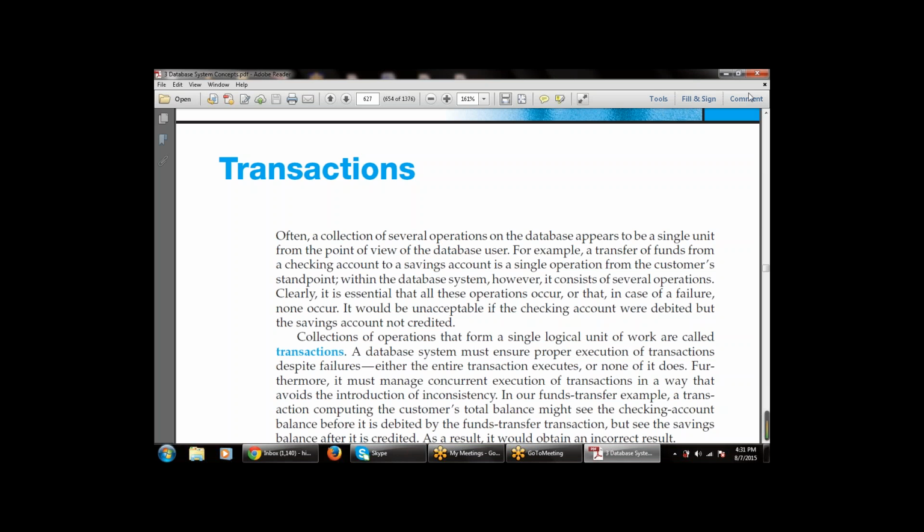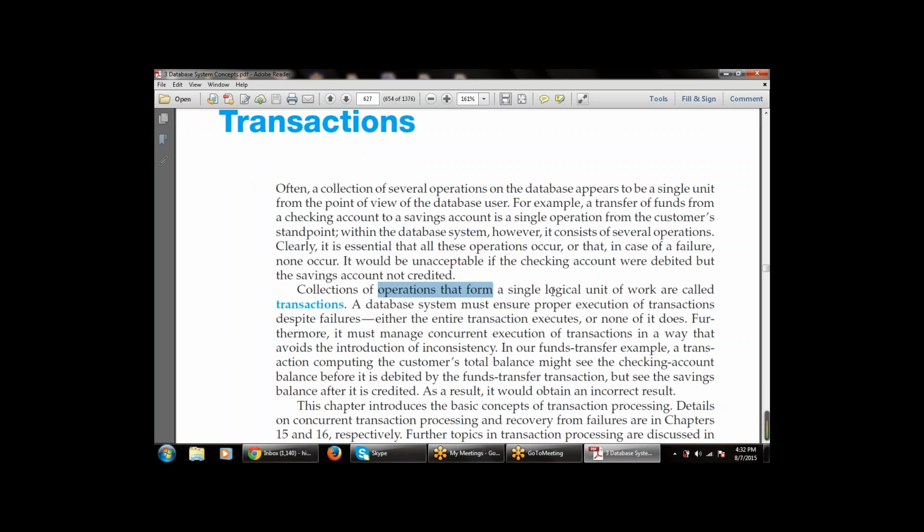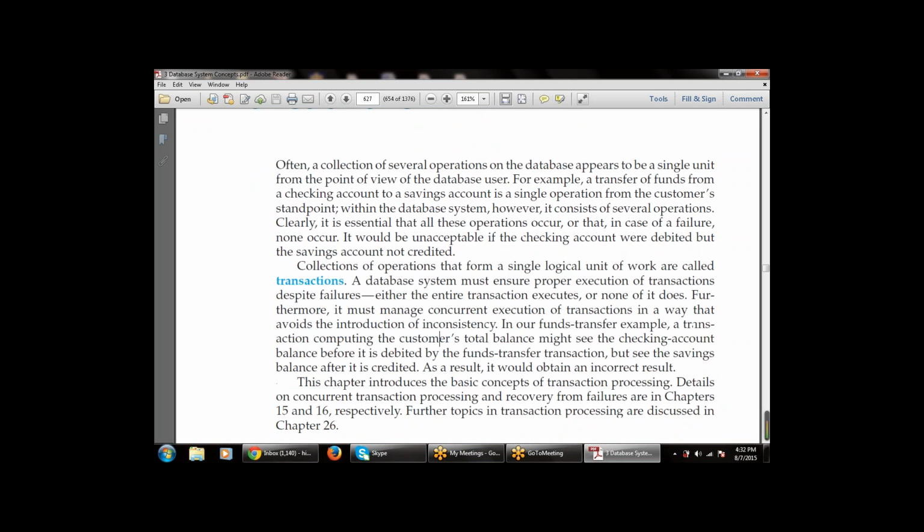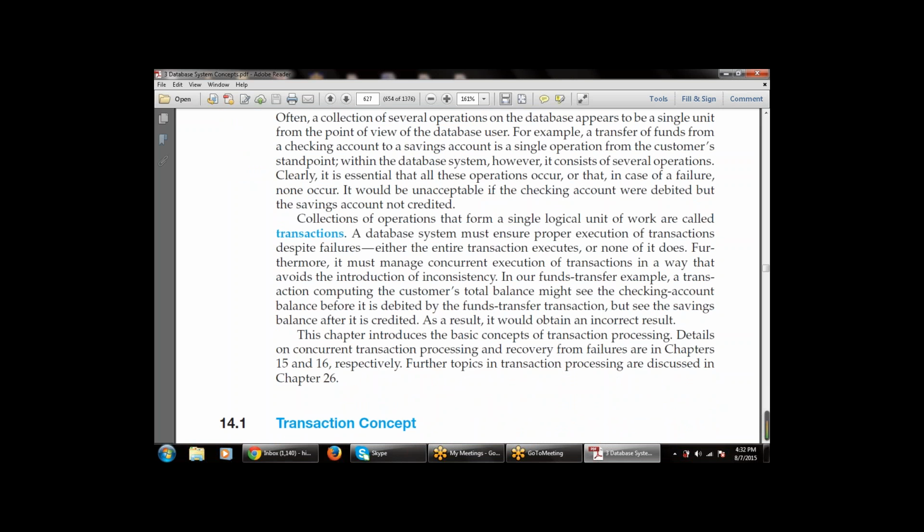So whenever we collect multiple operations that form a single unit, that is known as a transaction. Clearly it is essential that these operations occur, or in case of a failure, none occur. Every transaction must be fully operational whenever we collect multiple operations. For example, when we transfer money, the same amount will be debited from one account and credited to another account. A database system must ensure proper execution of a transaction despite failure.